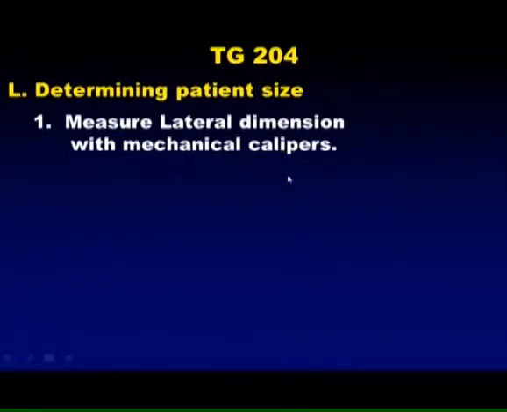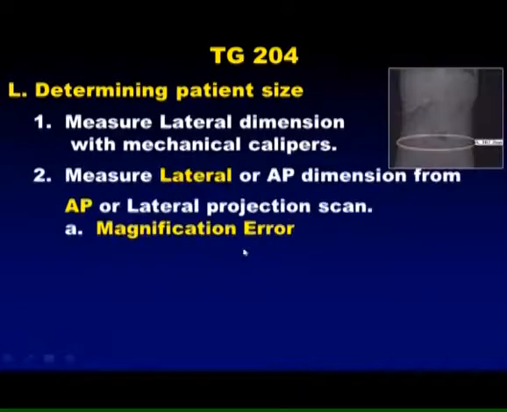You can do that by measuring the lateral dimension with mechanical calipers. On the projection scan, you can measure electronically the AP or the lateral dimension of the patient, depending upon which projection scan you took. Obviously, if you take the AP or PA projection scan, you're going to be making a lateral measurement. As a word of caution, make sure that the patient is centered in the gantry when you do this on a projection scan so that you don't have magnification error.